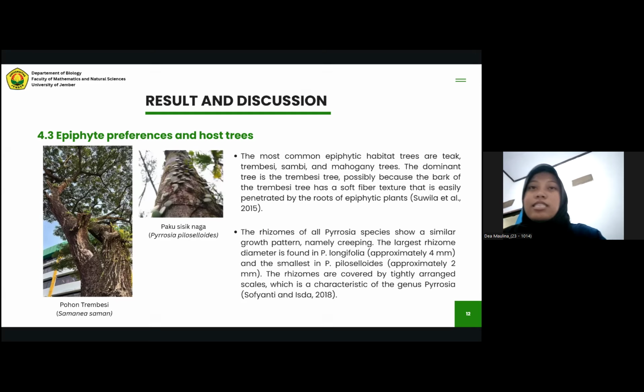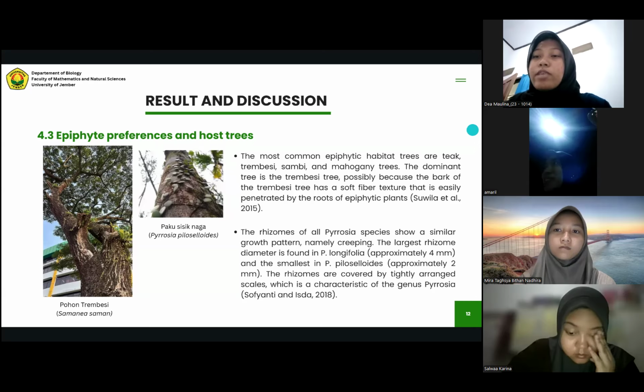Look at this. This is a picture of Samanea saman or the Trembesi tree as the dominant host tree. Swila et al. 2015 state that the most common epiphytic habitat trees are teak, Trembesi, Sambi, and mahogany trees. The dominant tree is the Trembesi tree, possibly because the bark of the Trembesi has a soft fiber texture that is easily penetrated by the roots of epiphytic plants.